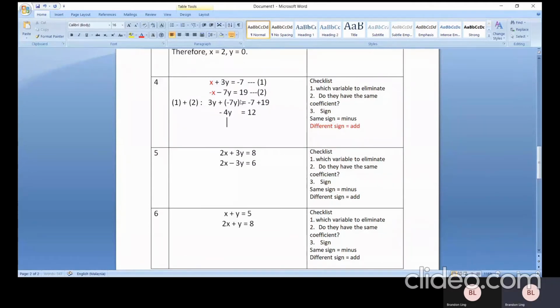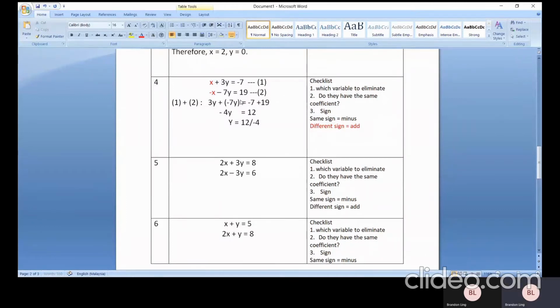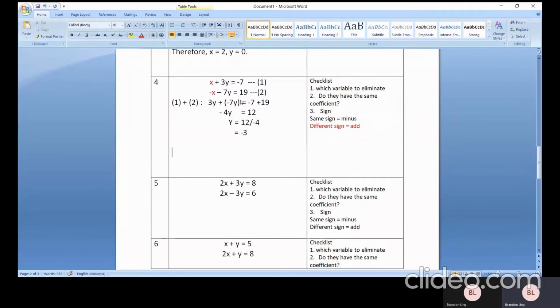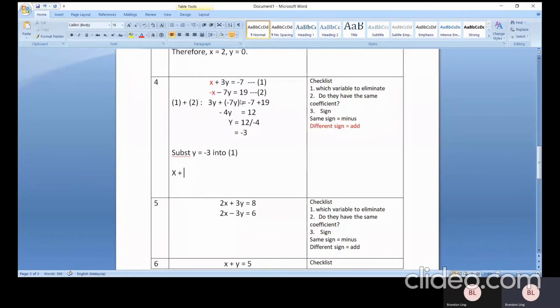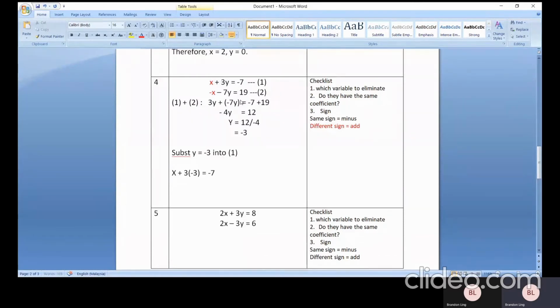So when you divide 12 by negative 4, you get the value of negative 3. Okay, now we move on to substituting y equals to negative 3 into equation 1. So that will be x plus 3 times negative 3 equals to negative 7. So x minus 9 equals to negative 7.